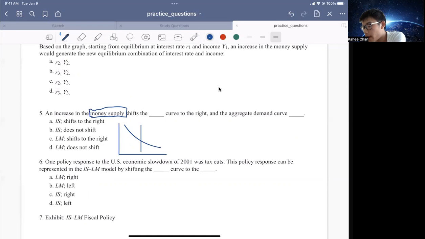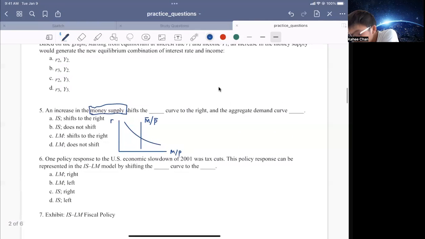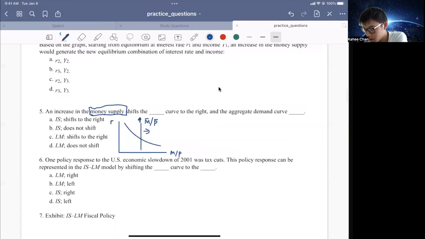For this question, the y-axis will be R, the interest rate, and the x-axis is the real money balance, which is M divided by P. And the money supply is fixed M divided by fixed P. So that's why it is vertical. When we're increasing the money supply, M is increasing, so the vertical line shifts to the right. So the interest rate is going down.